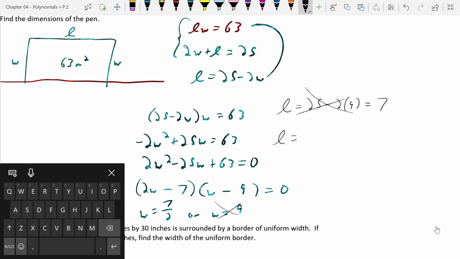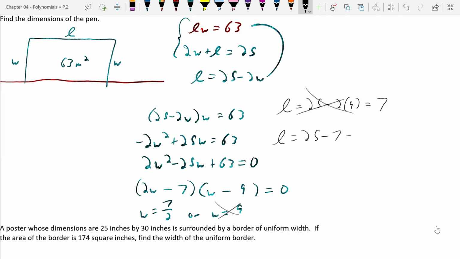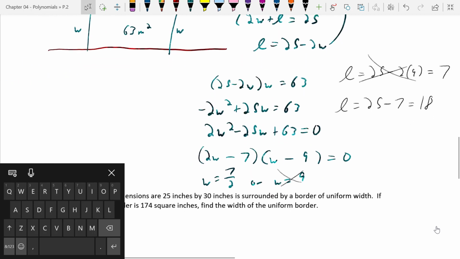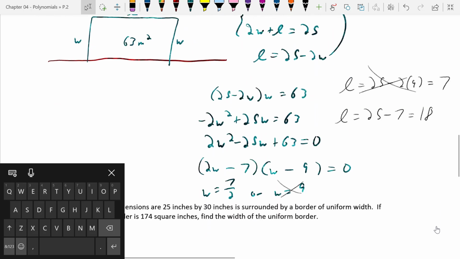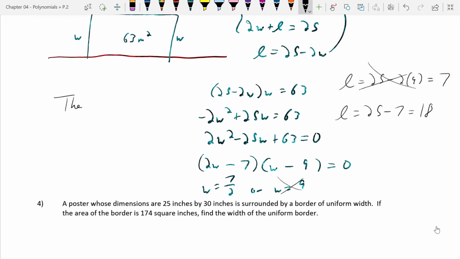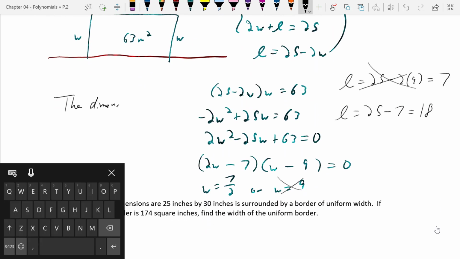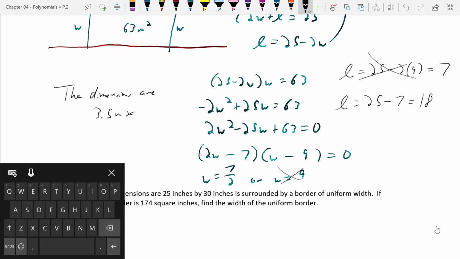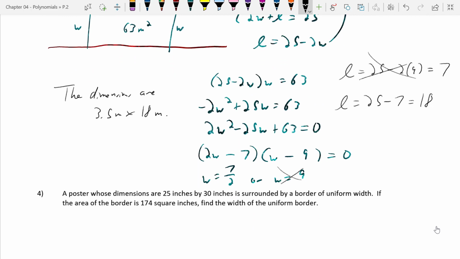Then I'm going to solve for the other one, 25 minus 2 times 7 halves. That gives me 18. So that puts the length at 18 and the width at 7 halves. And that should be correct. So we'll just say the dimensions are 3.5 meters by 18 meters.